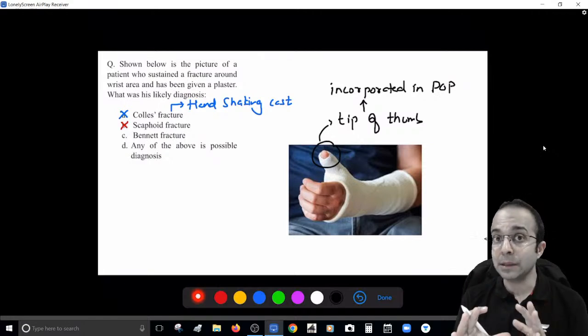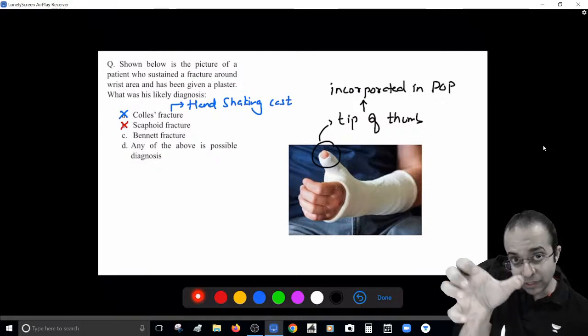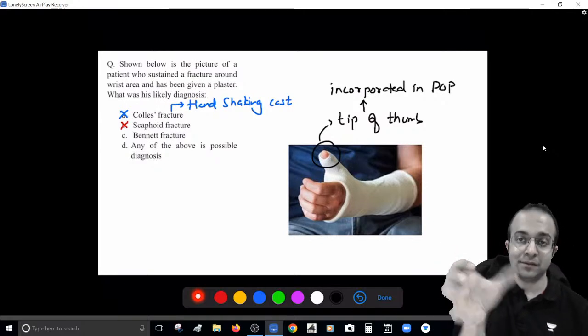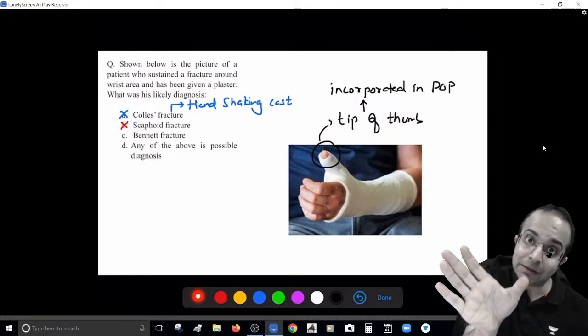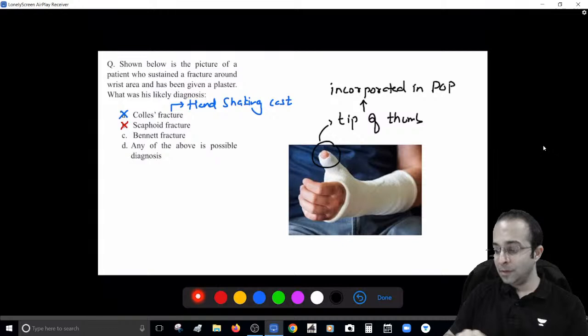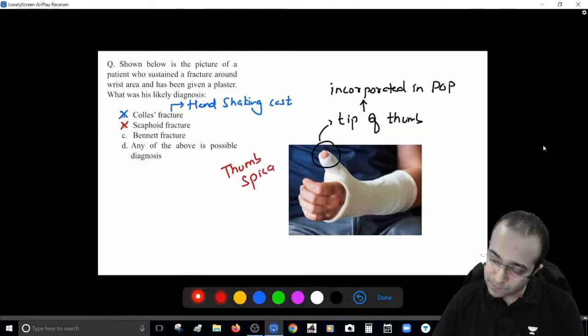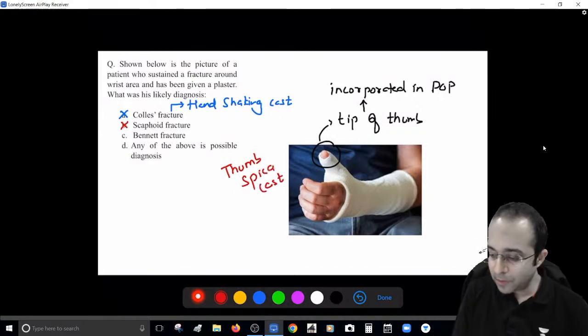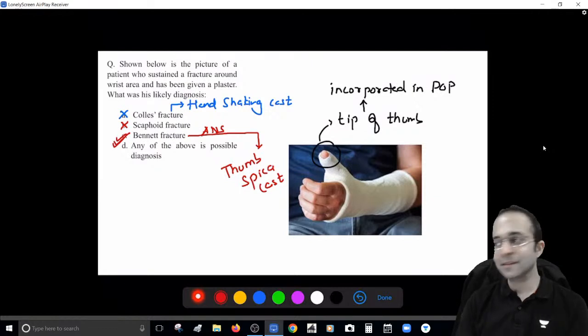The thumb is not free. If you want to hold a glass, the thumb has to be free. Otherwise, you can't catch a glass. If the thumb is fixed, you can't hold a glass. You need the movement in the thumb to hold a glass. So guys, you were mistaking it. This is not the glass holding cast. This is a thumb spica cast, and this is given in case of Bennett's fracture. So that's the answer. Clear guys?